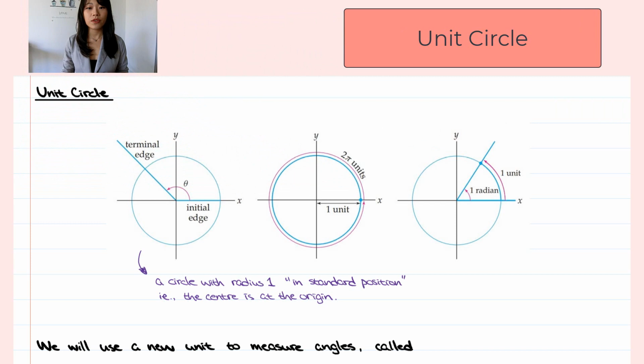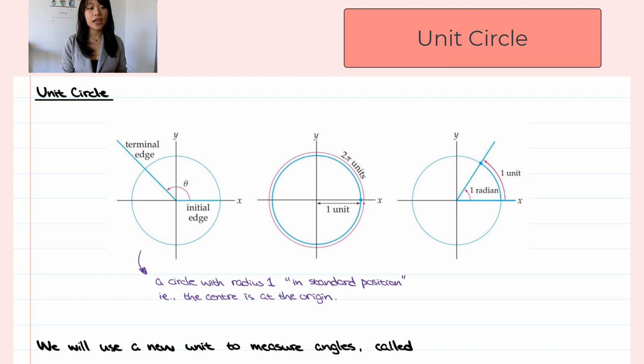A unit circle is a circle with radius 1, and it is in standard position. Standard position means the center of the circle is at the origin on the Cartesian coordinate. So on an xy plane, the center of this circle is at x equals 0 and y equals 0. Then let's define the initial edge that is lying along the positive x-axis. And we have a terminal edge that also leads from the origin. So we can define an angle that is between the initial edge and the terminal edge.